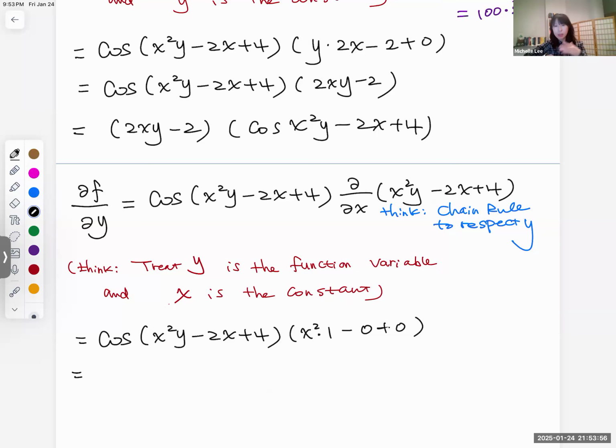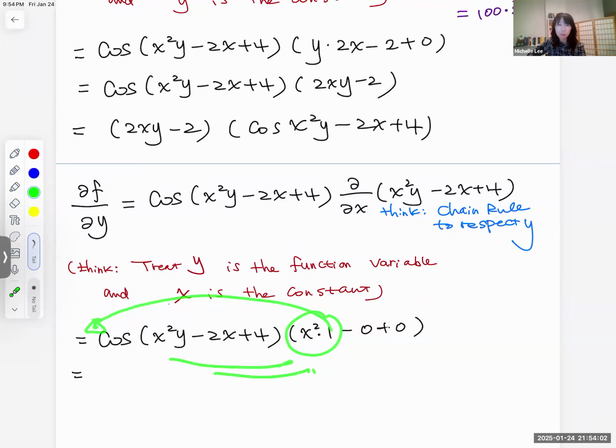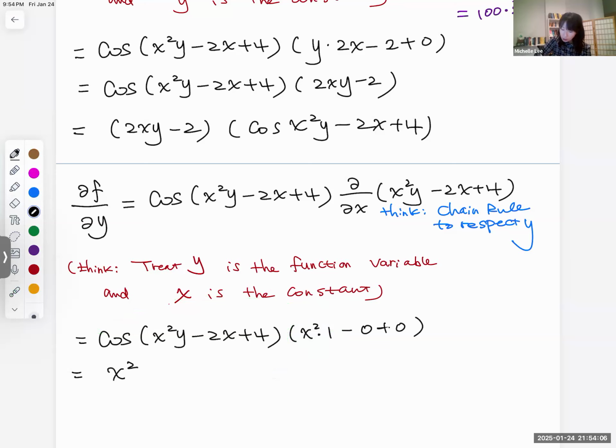Okay, then we had experience earlier, so I want to write this one in front because I don't want to multiply it this way, right? So there will be x squared cosine of x squared y minus 2x plus 4. Yeah. Is it good?